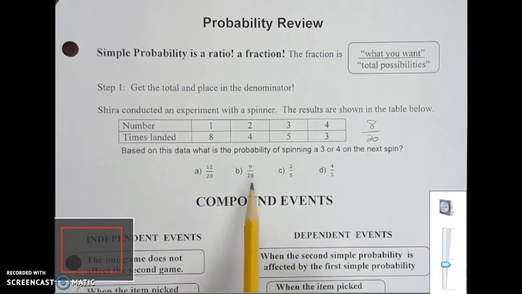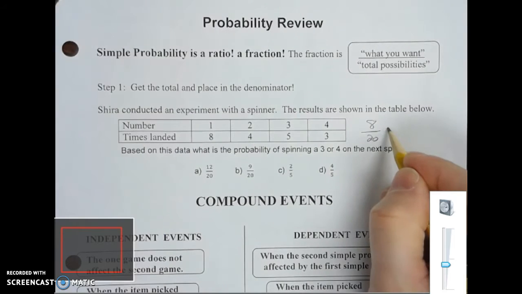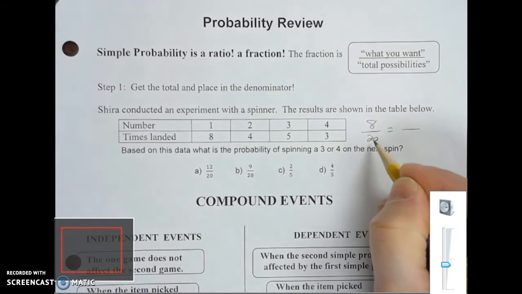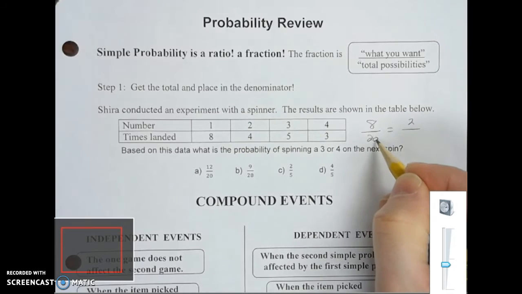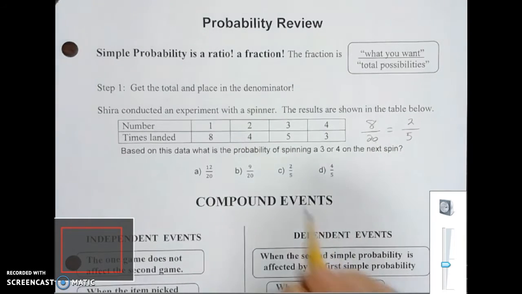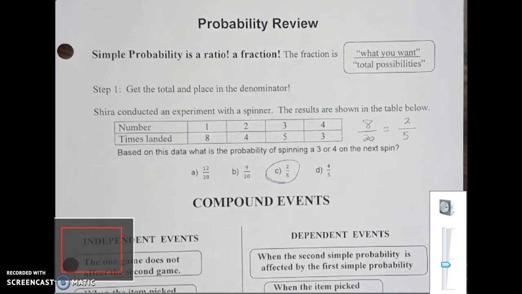But you notice your choices here, none of them say 8 out of 20. So we're going to see if we can simplify this. And we can. Both the 8 and the 20 are divisible by 4. If we divide the 8 by 4, we get 2, and if we divide the 20 by 4, we end up with 5. And there we see choice C. There's our answer. The probability is 8 out of 20, or equivalently 2 out of 5, that it's going to land on a 3 or a 4 on the next spin. And that's how we do our basic simple probabilities. Again, it's what you want in the numerator divided by, in the denominator, the total number of possibilities.